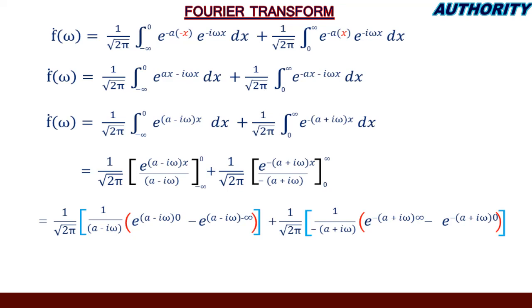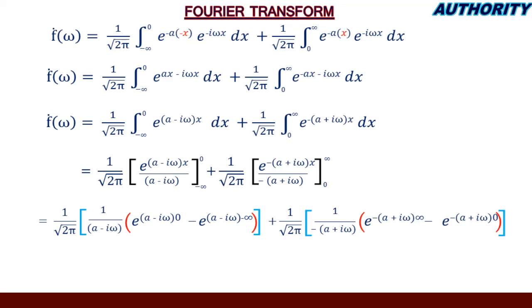plus 1 all over square root of 2 pi, open bracket, 1 all over minus, open bracket, a plus I omega, close bracket. Then open the big one. After when we factor out this constant, what do we have remaining? We have e raised to the power of minus, open bracket, a plus I omega. In place of x now, we plug in the upper limit, which is infinity, minus e raised to the power of minus, open bracket, a plus I omega. In place of x, we plug in the lower limit, which is 0.